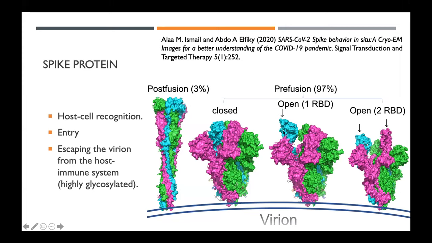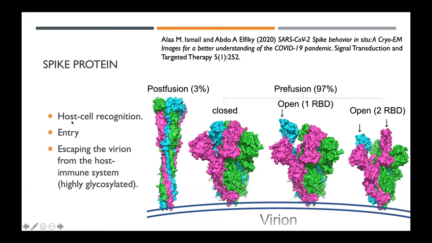Here we can see this region, which is called the receptor binding domain. We can see all of the domains are closed, or one is open, or two are open. This is over the virus particle. After infection, the pre-fusion isoform transfers to the post-fusion in order for the virus to enter the cell.